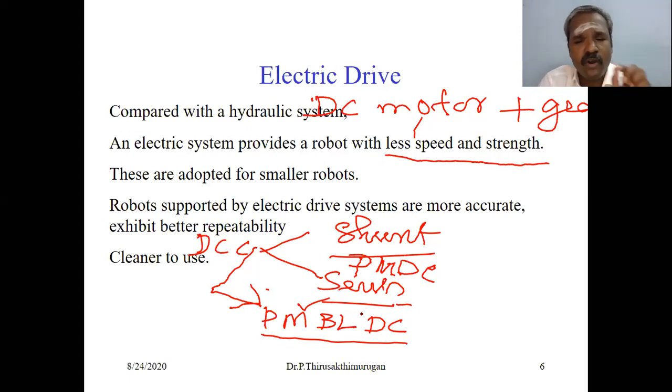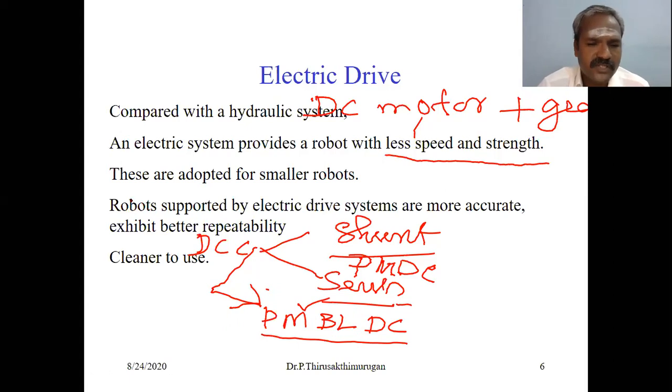This can be very small in size. Even these motors you could see in our computer's hard drives. Inside the hard drive, there is a very small micro motor. Those motors are very efficient and very small in size. So the permanent magnet DC motor is one of the methods. Please go through some literature to know about the various operations of the permanent magnet DC motor.